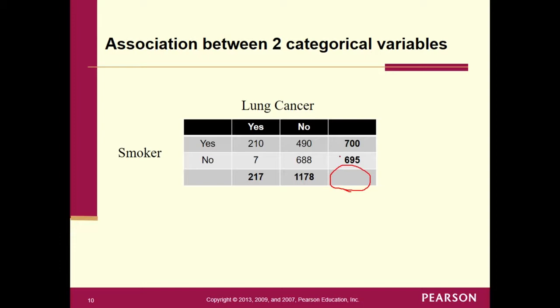All right. So to me, the easiest thing to do is just to take these two numbers right here and just add them together, and you get 1395. Okay. So be careful with that one. All right. Total sample size.